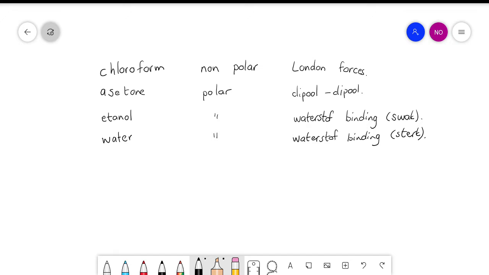Later on we are going to do an investigation between if you have two molecules and both of them are, let's say, non-polar. Then why does the one differ from the other one? But that only comes later on.